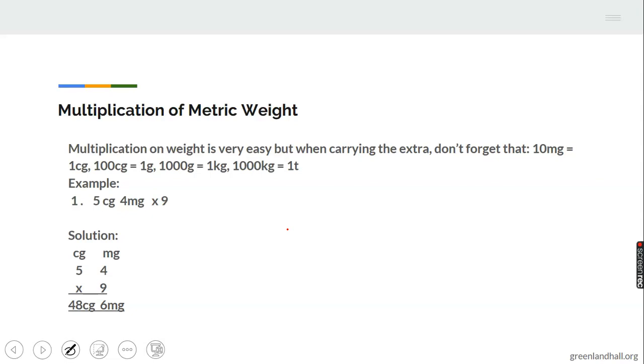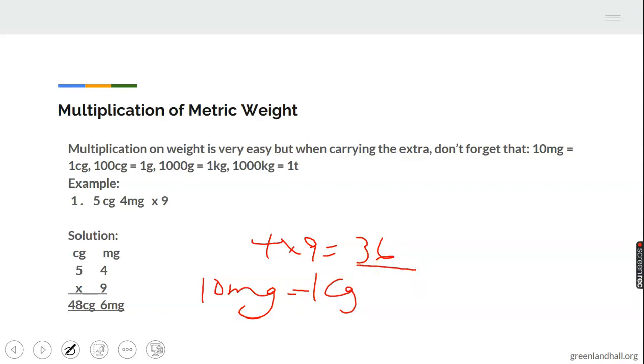We have 5 centigram, 4 milligram, and then we multiply. We have 4 times 9 here. 4 times 9 is what? That's 36. Are we going to write all the 36 down? No, because 10 milligram is what? 10 milligram is 1 centigram, and here we have 36 milligram. Of course, you know that 36 is 30 plus 6, right? So it is only the 6 that is not up to 10 that we write down.